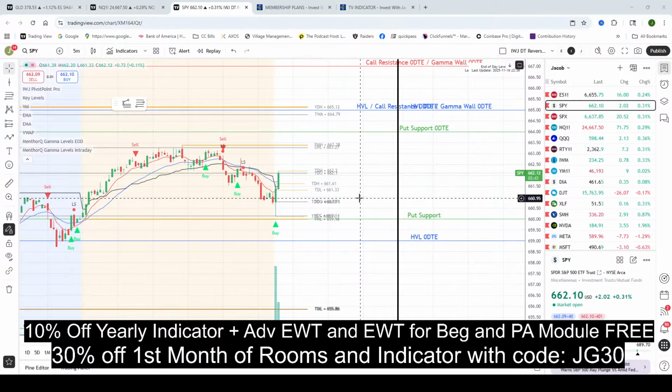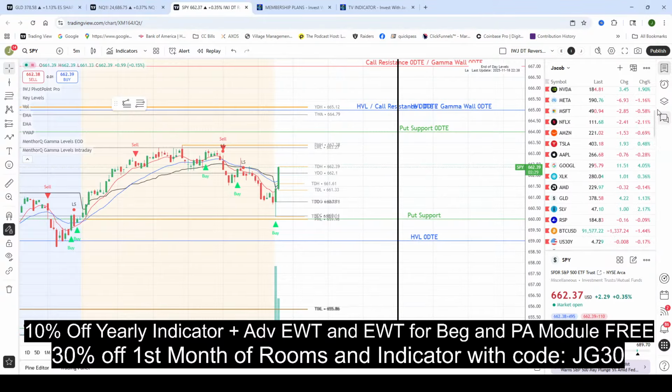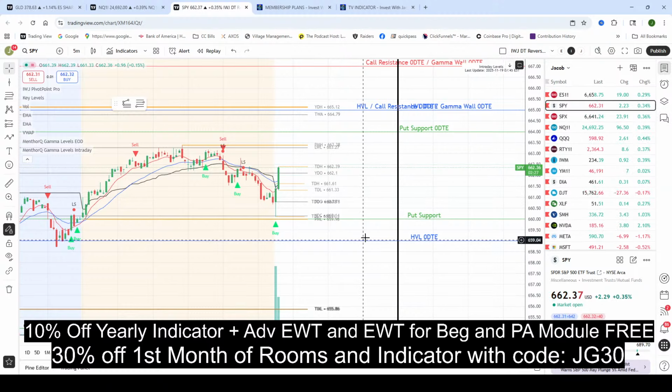Usually, when options prices are this high, it does tend to favor the bears. Where's our VIX at? VIX is 23. It's down. If VIX gets over 25, that's a little bit of a red flag there for the bulls.